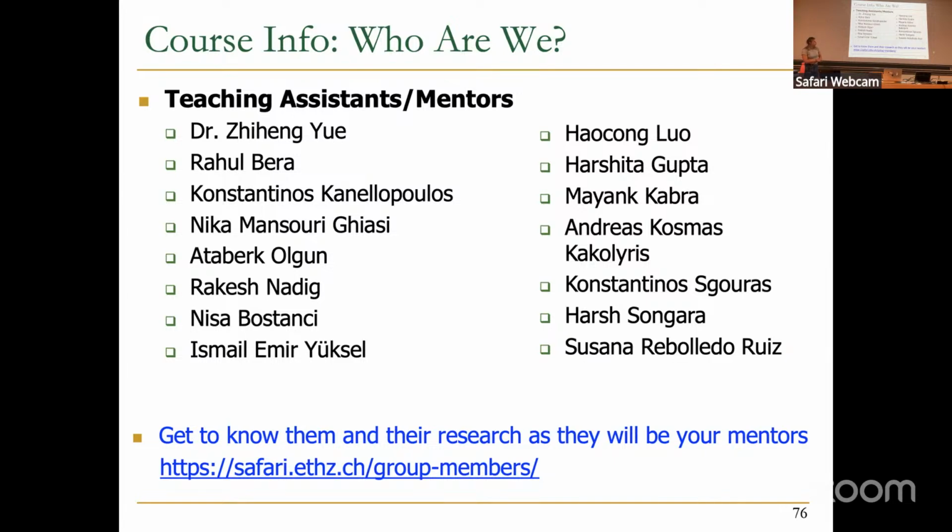These people are going to be your mentors, which means that each one of you is going to be assigned a paper to present, and you are going to have to get in touch with your assigned mentor so that they can guide you in the process of understanding the paper and creating a good presentation so that we can have a creative and fruitful discussion here all together during the presentation sessions.